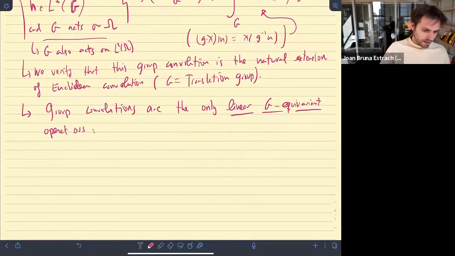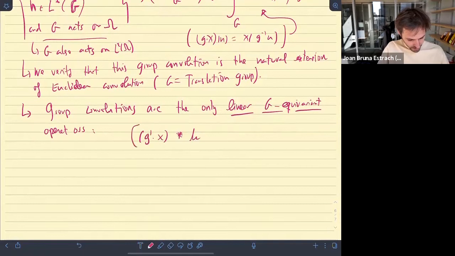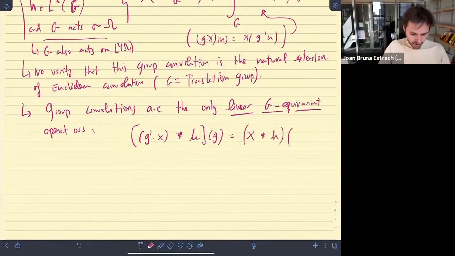So what it means is that if I take a G that is acting on X and I convolve it with H, I look at this output at G, I get the same thing as if I convolve X in the group with H. Then I evaluate the result at G prime minus 1. Okay, that's the same thing. So it really does the same thing as before.